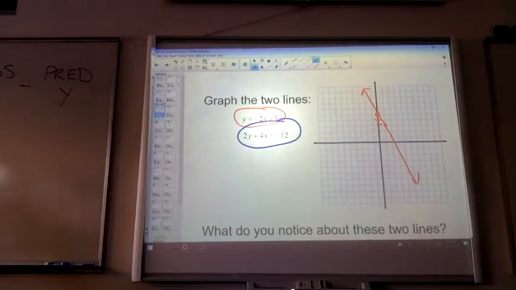So if I covered up this, I get 2y equals -12. So y would have to be equal to -6. And if I were to cover up the 2y, I'd get 4 times x equals -12. So that's -3.